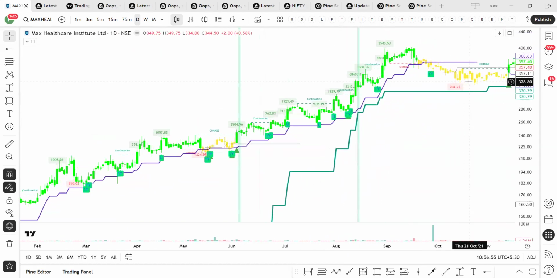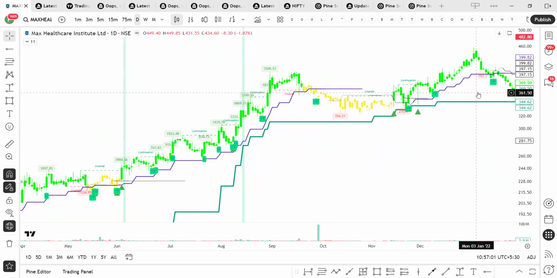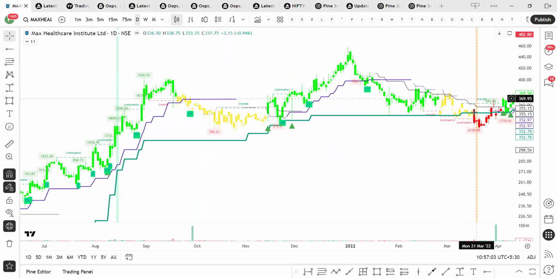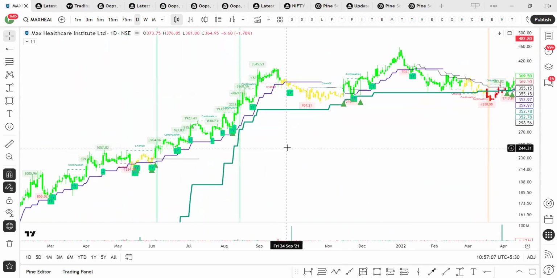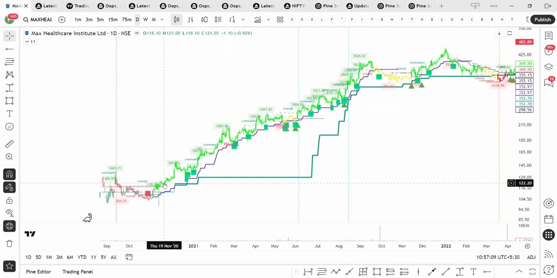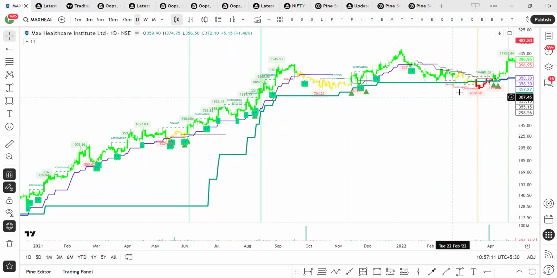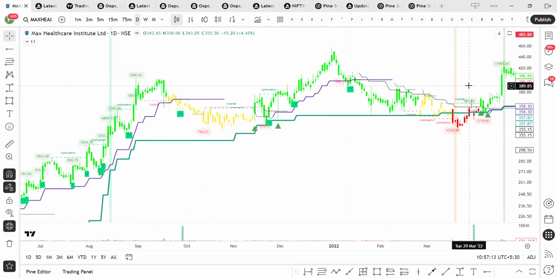It kept on moving higher and higher. Again a partial exit happened here. It closed below the momentum band. Did it close below the bias band or turn red? So it closed below the bias band and turned red. This will be the exit from this entry. If somebody enters at around 122 and exits at 350, that is a good trade.